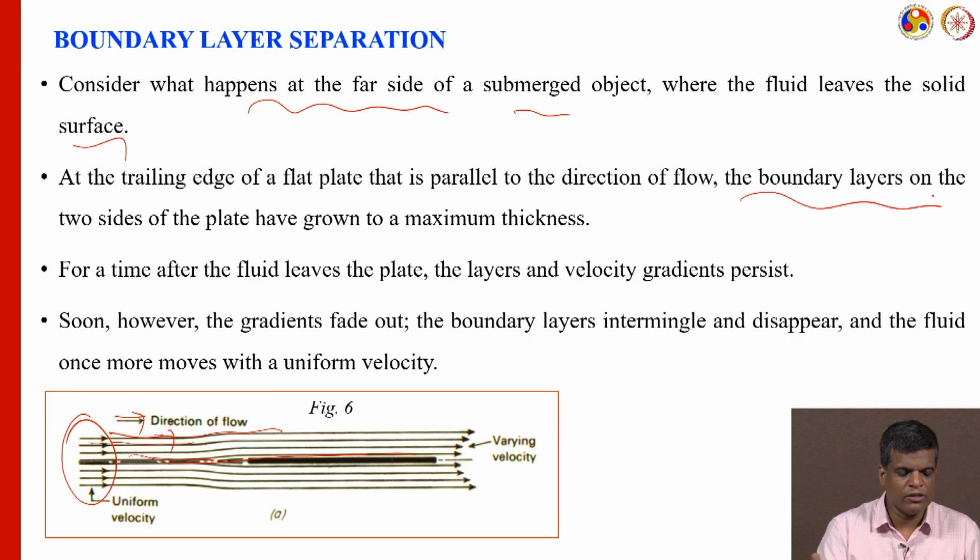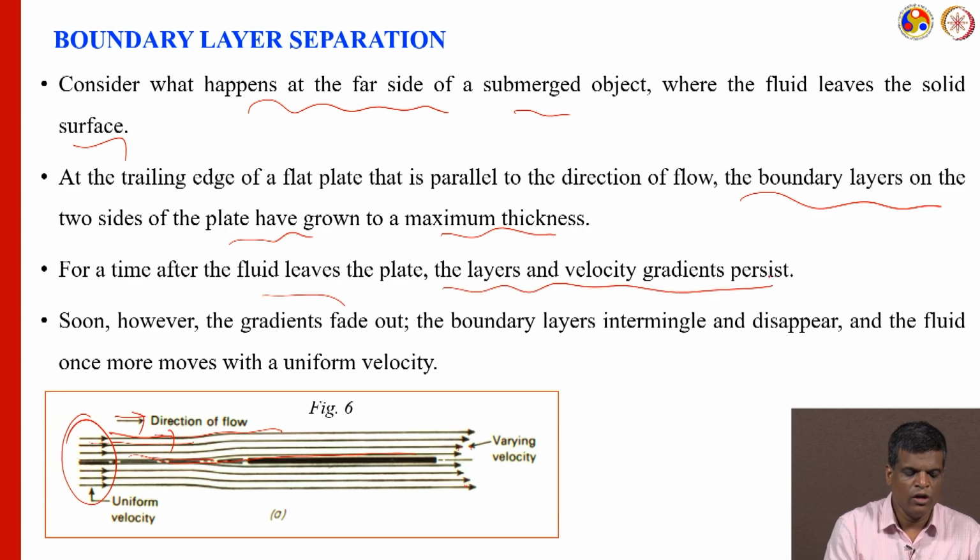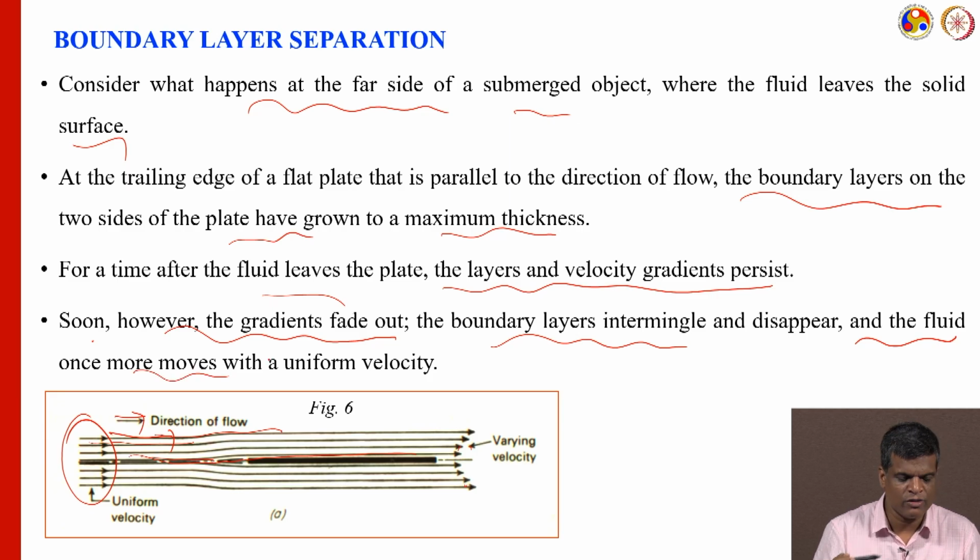So the boundary layers on the two sides of the plate have grown to a maximum thickness here. For a time after the fluid leaves the plate, the layer and velocity gradients are still there. Then soon, however, the gradients fade out, the boundary layers mingle and disappear, and the fluid once more has uniform velocity. Whenever you move that one, everything will disappear.